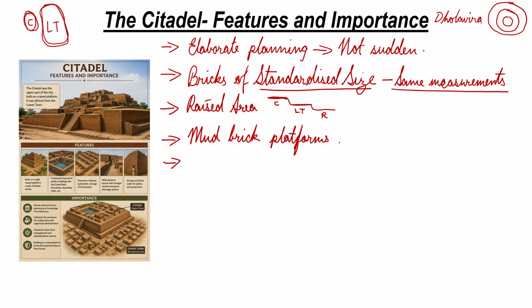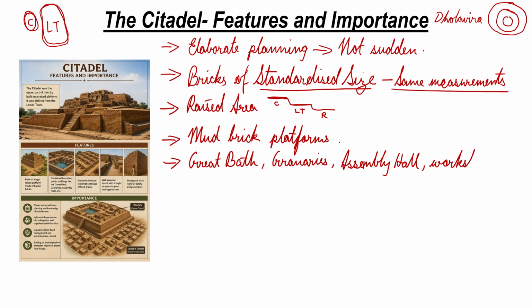And also we find important structures like the Great Bath, granaries, assembly hall, along with several workshops. Everything was there inside the citadel. So, whatever important findings of Harappa that you get can be said to have been found inside the citadel.